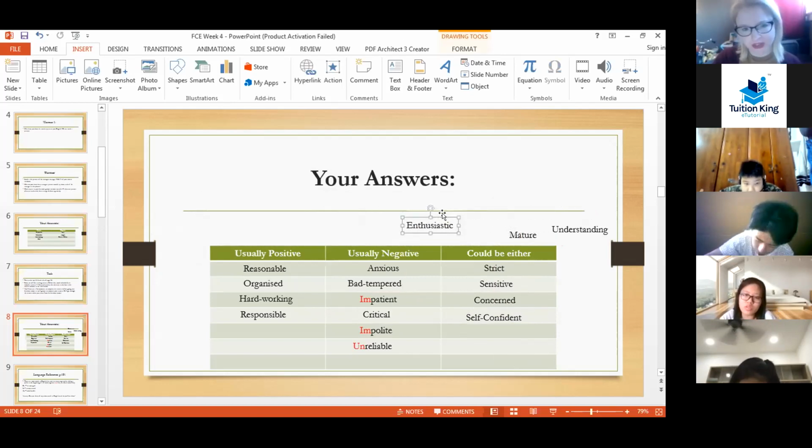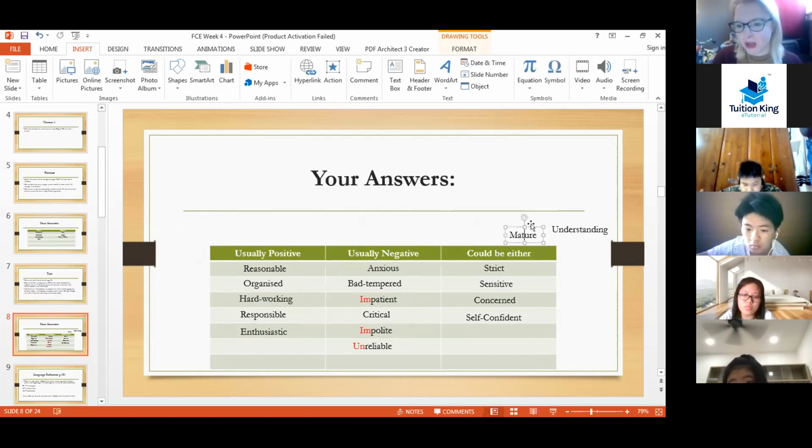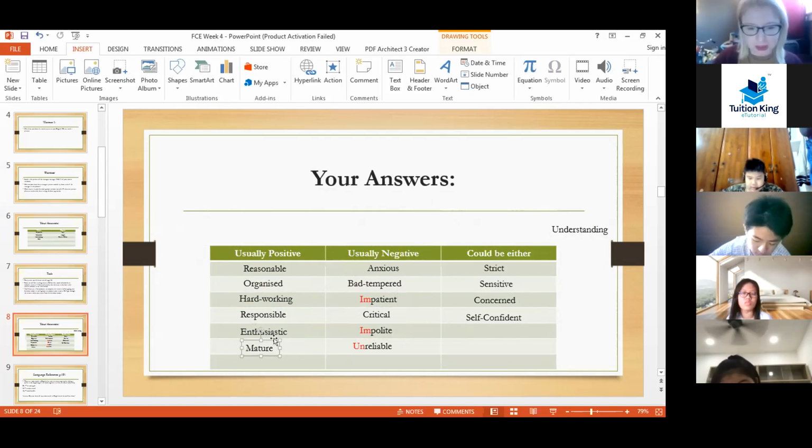What about enthusiastic? Positive. Yes. If you wanted to use it in a negative context, we could say that someone is over enthusiastic or overly enthusiastic. What about mature? Usually positive. Yes, good. It is. Now, just a little note, the Americans tend to pronounce this word differently. It sounds so strange for a British speaker, but we say it as mature.